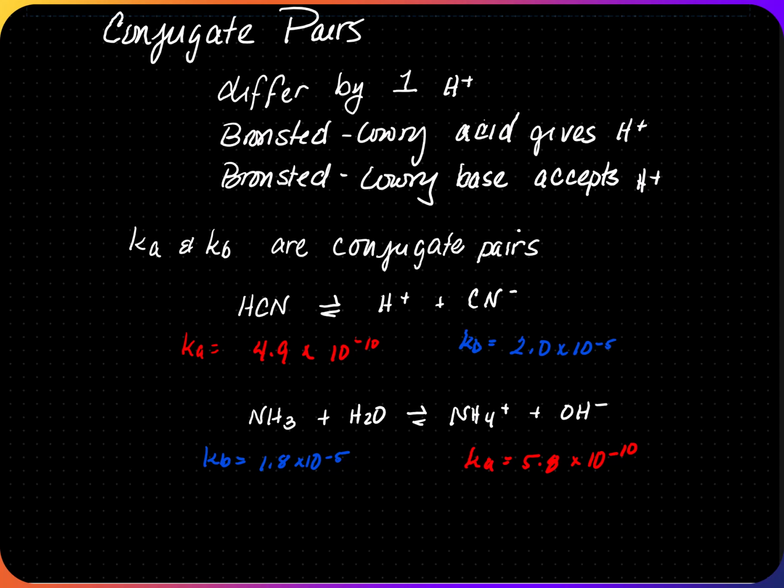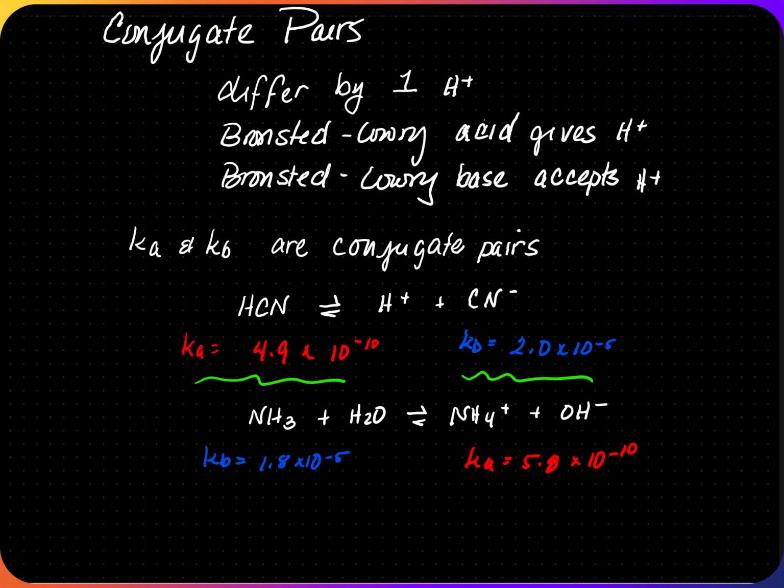So if we have a weak acid, HCN, it dissociates into H+ plus CN minus. HCN is an acid, so it has a Ka of 4.9 times 10 to the negative 10th, while its Kb is 2 times 10 to the negative 5th. These values tell you that HCN is a very weak acid, therefore its conjugate base is much stronger.